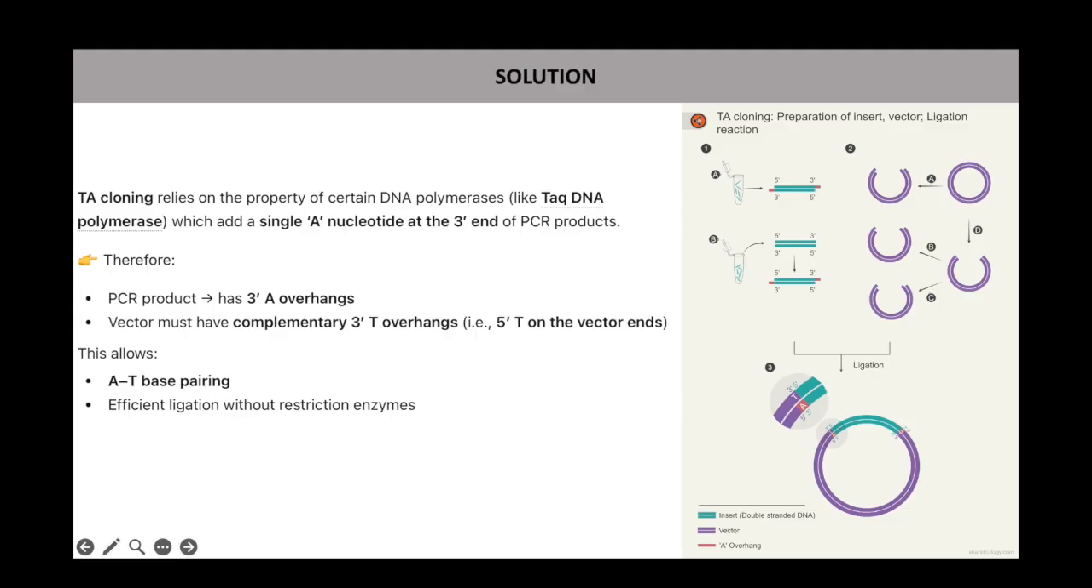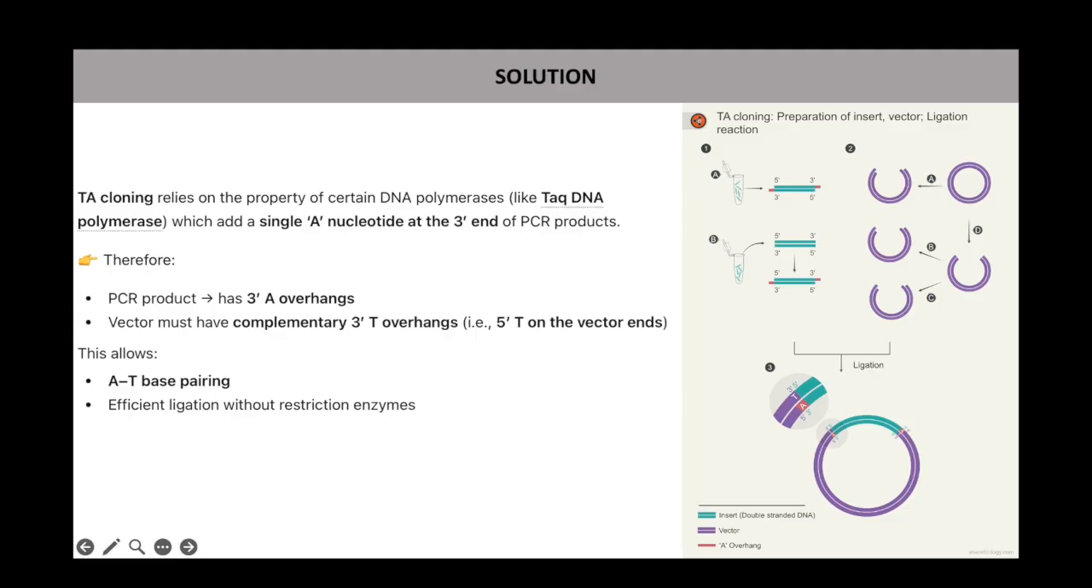TA cloning relies on the property of certain DNA polymerases, and the most common polymerase used in cloning is the Taq DNA polymerase. The Taq DNA polymerase has a property that after synthesizing every product in the PCR cycle, it will add a single A nucleotide at the 3' end of the PCR product.